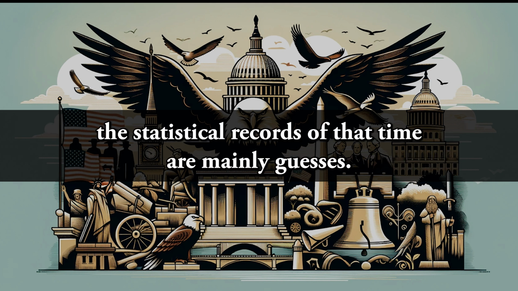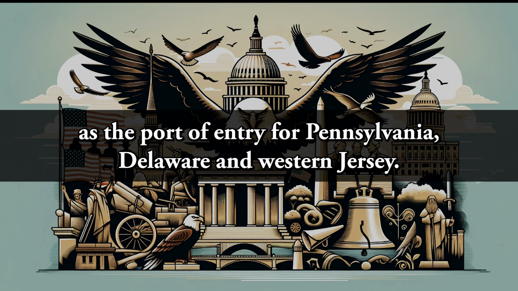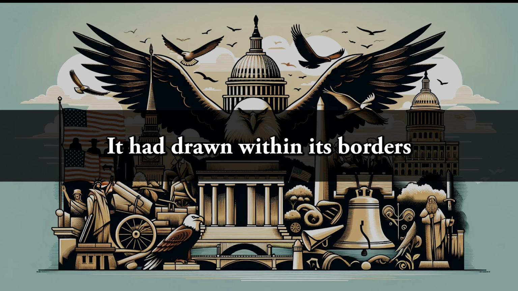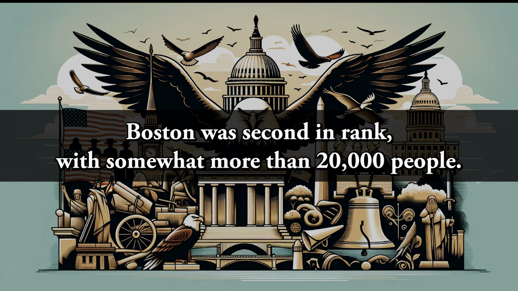The statistical records of that time are mainly guesses, but we know that Philadelphia stood first in size among these towns. Serving as the port of entry for Pennsylvania, Delaware, and western Jersey, it had drawn within its borders, just before the Revolution, about 25,000 inhabitants. Boston was second in rank, with somewhat more than 20,000 people.